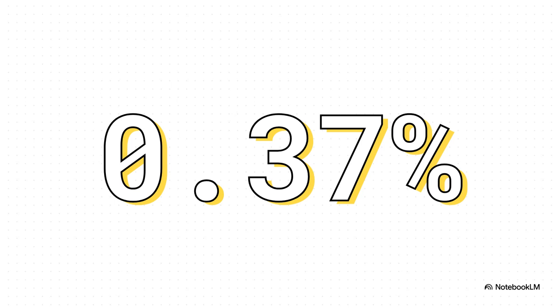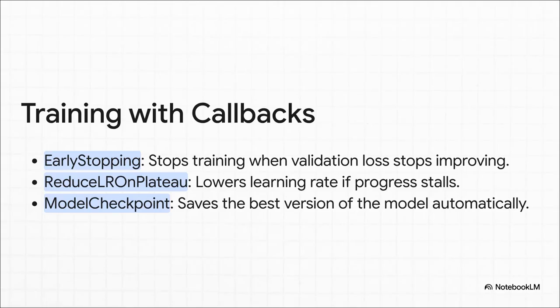It basically has no idea, it's just guessing. This is our starting line. To make sure our training is as efficient as possible, we're going to use a few automated helpers called callbacks. Early stopping will stop us from wasting time if the model hits a wall and isn't improving. Reduce LR on plateau will help it get unstuck from tricky spots. And model checkpoint, that's our safety net. It automatically saves the best version of the model as we go.